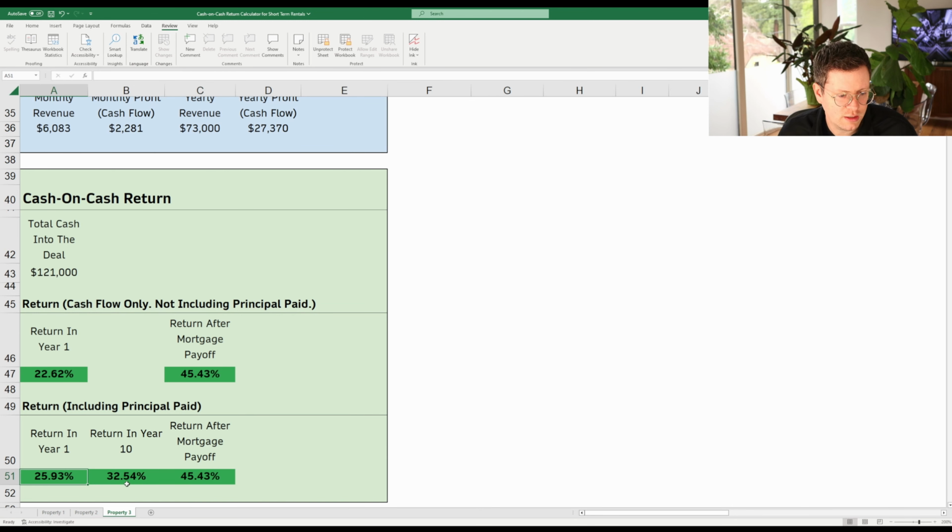And then in year 10, the return is going to be higher, as we discussed before, because you're paying more principal and less interest in year 10 versus year one. So your cash on cash return will be 32.54%. And then again, after the mortgage is paid off, your return goes up to over 45%. Now, I wanted to mention that there's no limit to the number of properties that you can analyze on this sheet. You can simply keep creating more tabs in order to compare as many properties as you want.